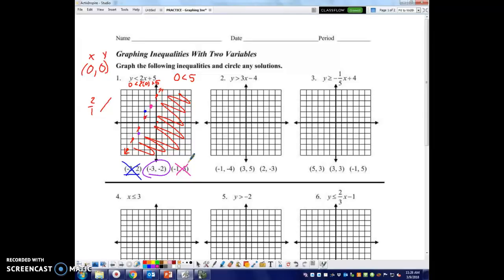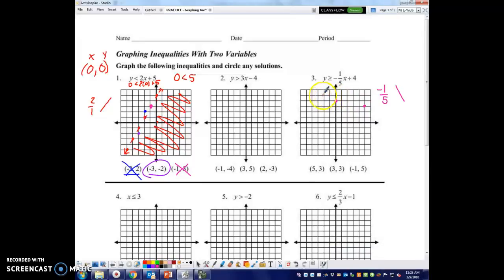So let's look at number 3. Y is greater than or equal to negative 1/5 x plus 4. So we're going to go to 4. 1, 2, 3, 4. Okay, our slope is negative 1 over 5. It's a negative, so it should go down. So down 1 over 5.